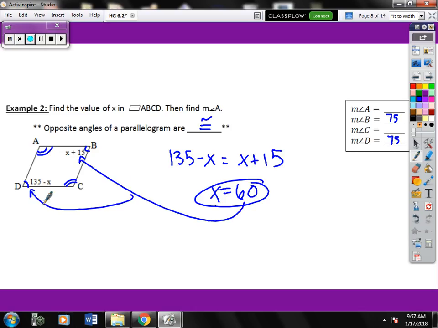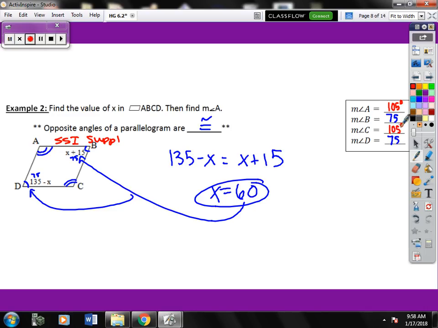So this is 75, this is 75. How do we find out what the measures of angles A and C are? Joseph? Set A supplementary to angle B. Good. These two are supplementary and these two are supplementary because they're same side interior. So you just have to subtract 180 minus 75 and we'll get 105.